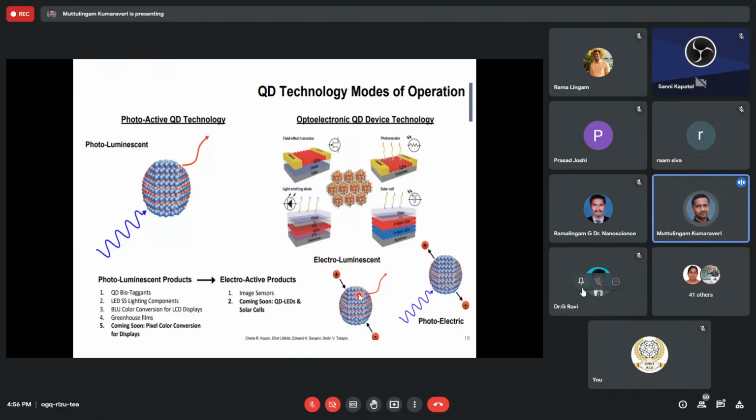When electricity is applied, the luminescence is self-emitted by the quantum dots. We use this for light-emitting diodes and field effect transistors. There is also the photoelectric effect, which means you get sunlight or any light through the dots, and then the quantum dots create a current. So this is the solar cell or photovoltaic device. We use these two for this purpose.